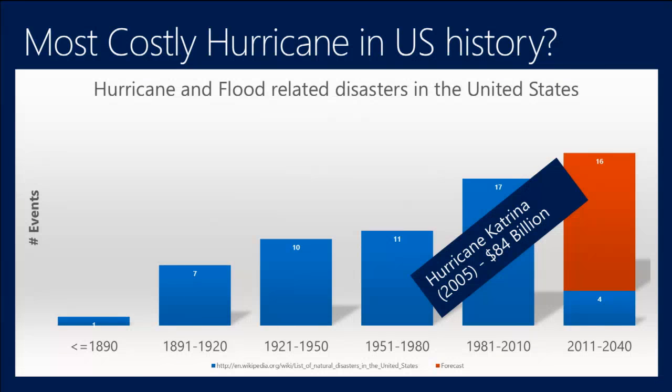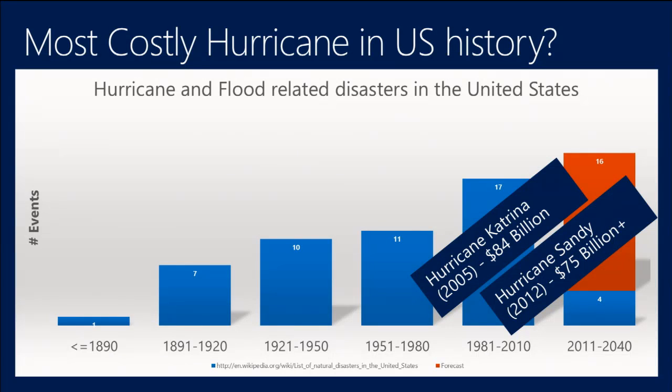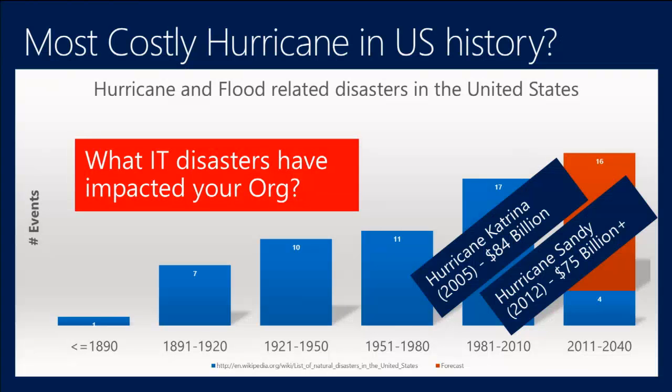But before I ask that question, what do you think was the second biggest disaster in history? Just shout it out. What do you think? Sorry? I heard Sandy. 9/11. Sandy was the biggest hurricane next to Katrina, and it cost $75 billion and growing still. So, what does this have to do with IT disasters?